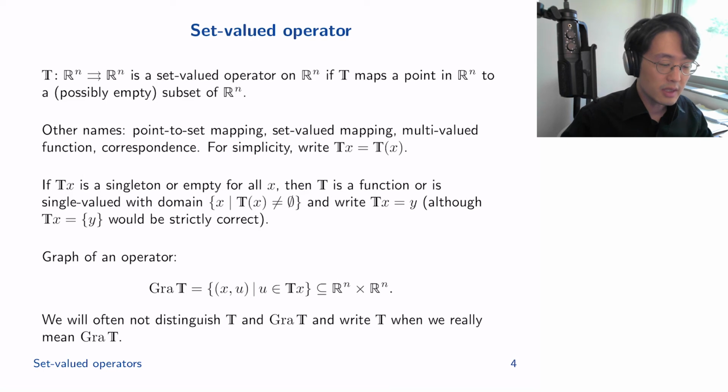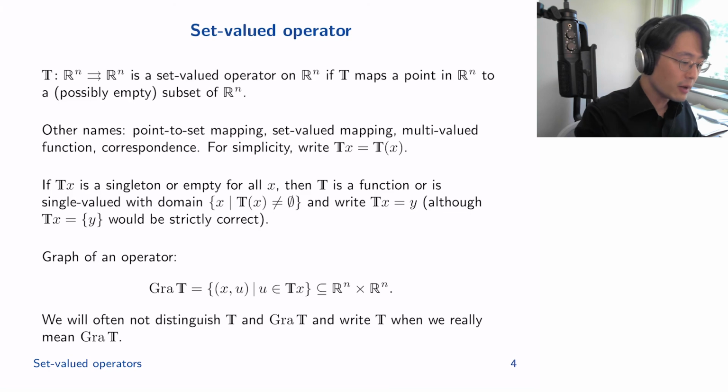So in these lectures and in our book, we will refer to this type of object as a set-valued operator, but there are other names used in other branches of mathematics and economics. So point-to-set mapping, that's one name. A set-valued mapping, multi-valued function, and correspondence. Correspondence is a terminology used more in the realm of economics. For notational simplicity, we'll use this matrix-vector-product-like notation, Tx, to denote T(x).